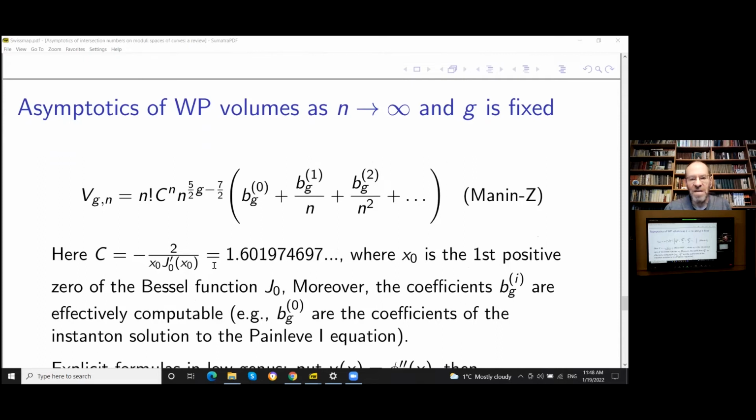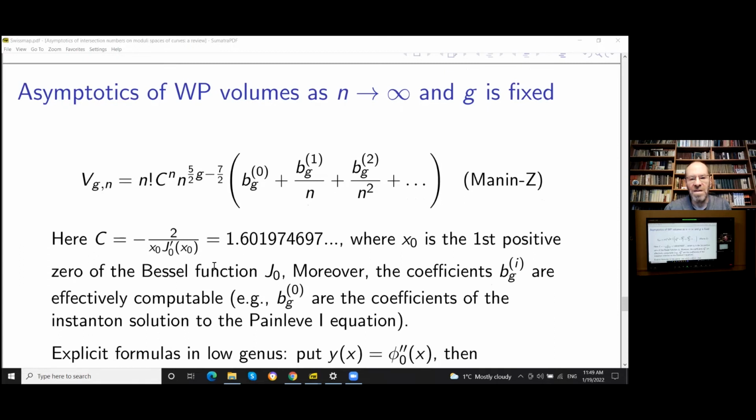Moreover, these coefficients b_{g,i} are effectively computable. There is a procedure that allows us to compute them. That's not a simple algorithm, but it's in principle doable, at least for small g.